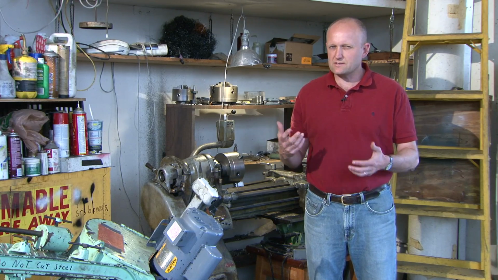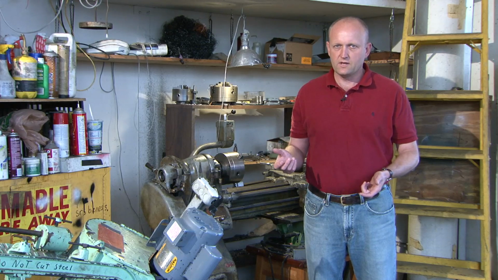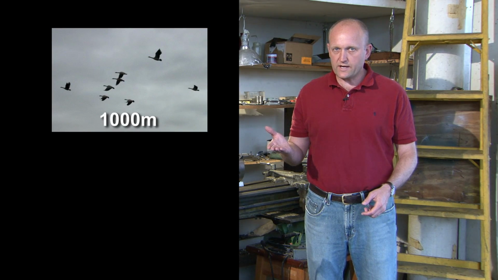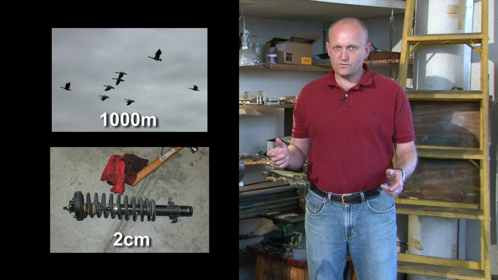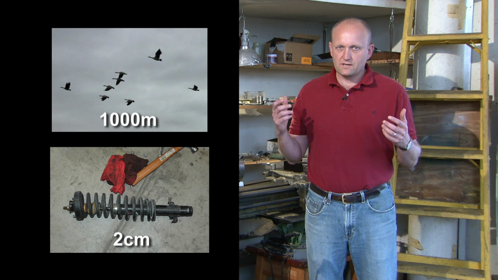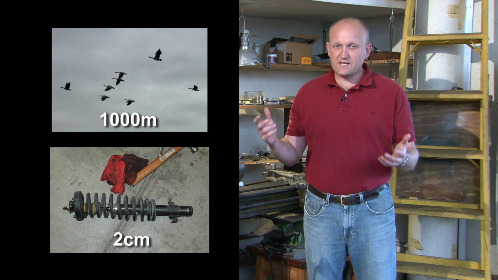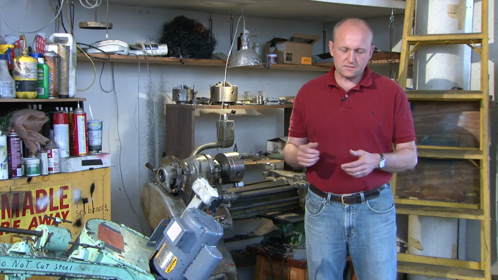Now, let me tell you a little bit about the way that I thought about it. I considered the distances first because those were given. You had the 1,000 meters of height for the Canada Goose. That's straightforward. The 2 centimeters for the compression of the spring. Those are very different distances, right? That's a factor of 50,000. Big difference in the distances.